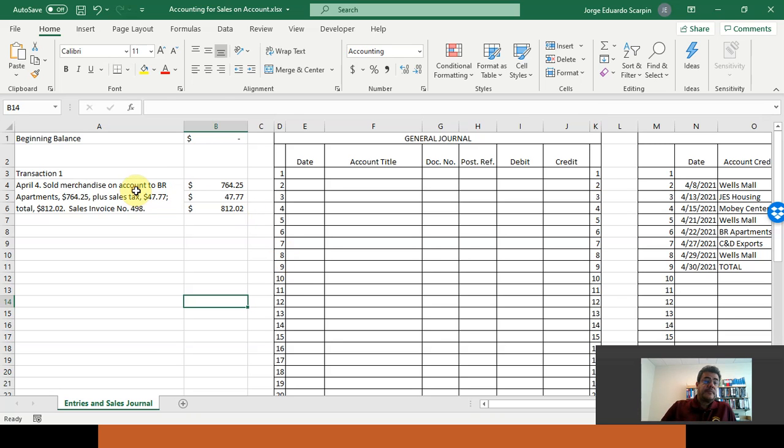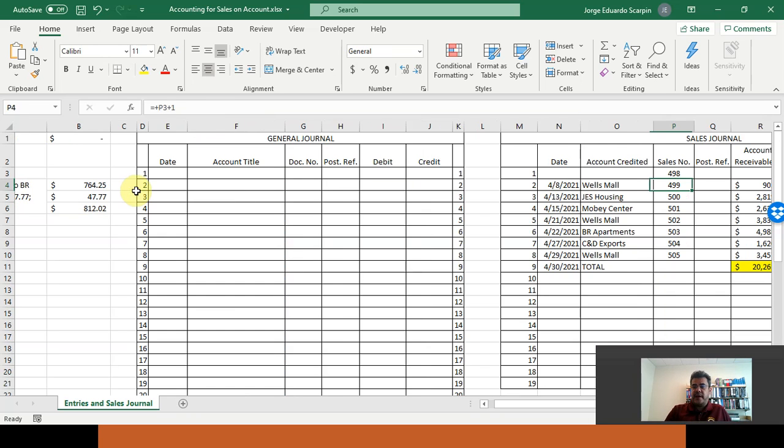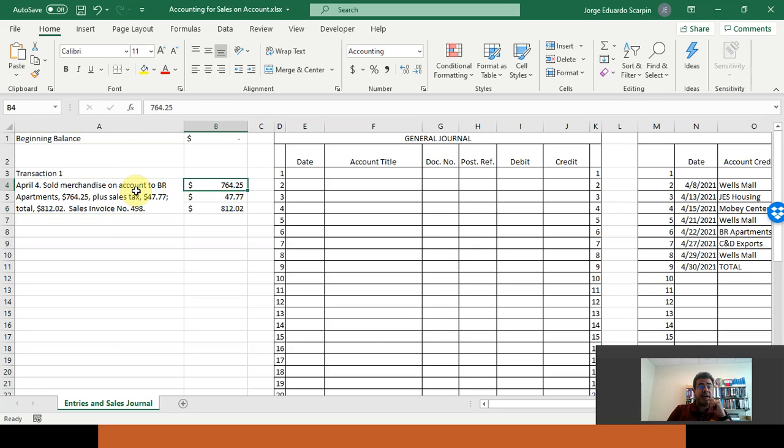So here, transaction 1. We will be doing only transaction 1, and then all other transactions, they are recorded here. Okay? Because all of them, they are the same. So here, sold merchandise on account to BR Apartments, $764.25, plus sales tax, $47.77, and total, $812. Sales invoice 498. So the document here is the invoice 498. So, okay, date, April 4th.